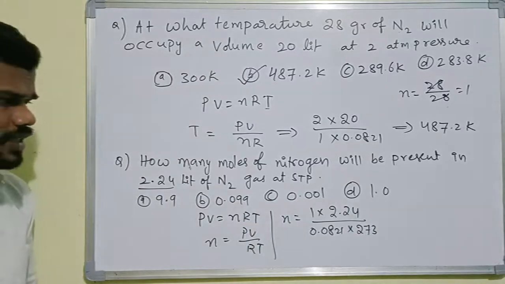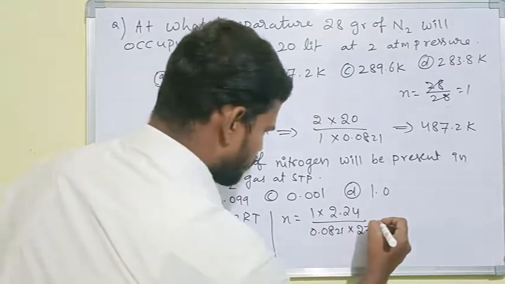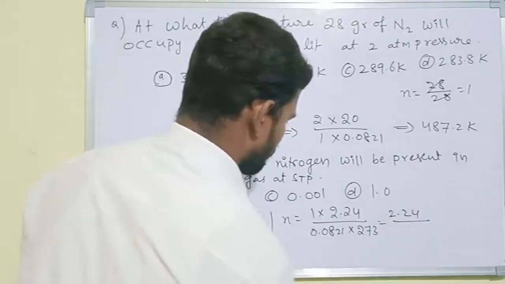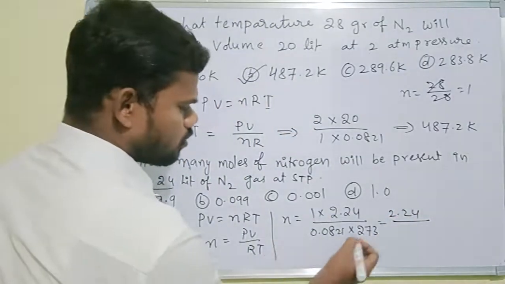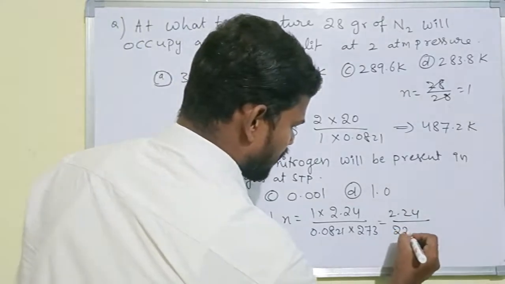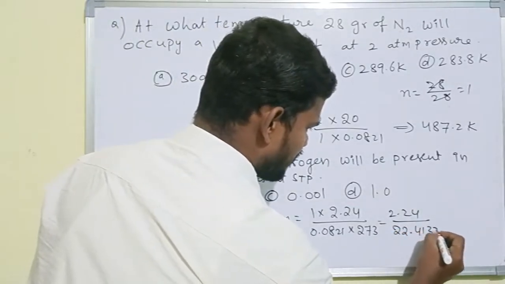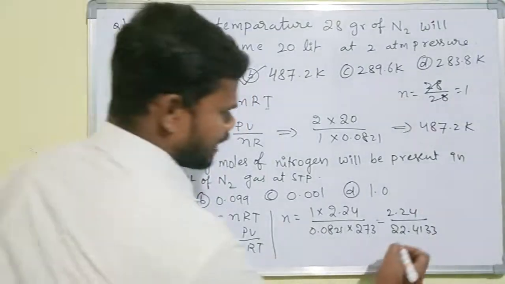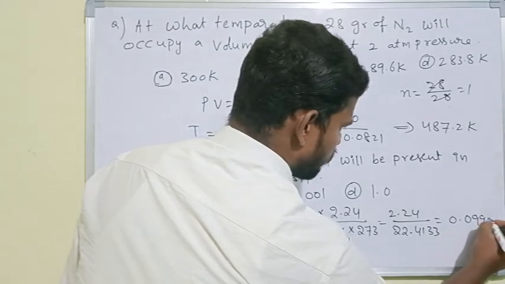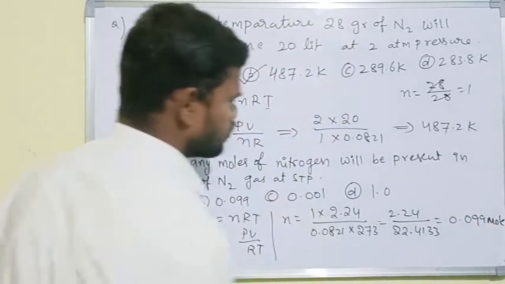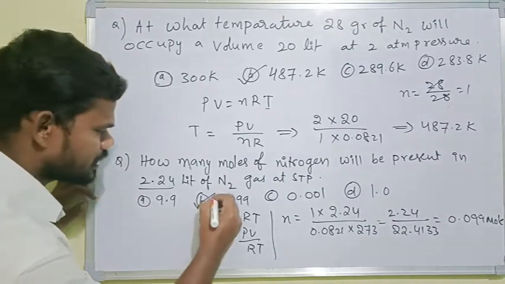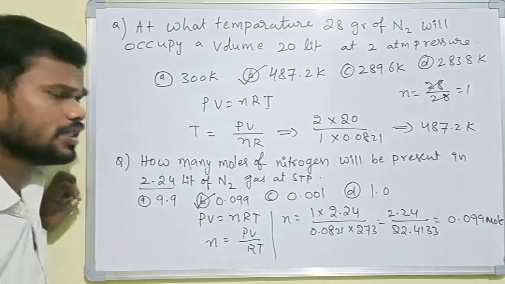Clear? Which one is correct, we can see now. So 1 into 2.24, that is 2.24 only, by 0.0821 into 273. If you calculate this, 22.4133 we will get, right? Then you will get 0.099 mole. So 0.099 mole is what we get. The second option is correct.